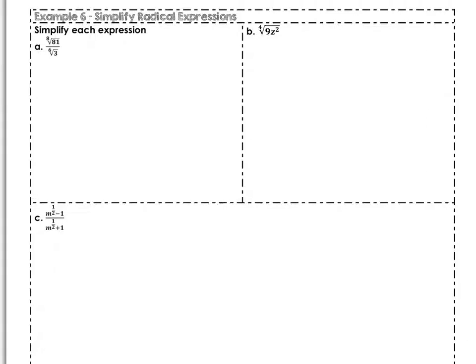Notice that we have two different indices. Well, the only way to combine two different indices is if we have the same radicand, or in the case of rational exponents, the same base. So let's play around with this. The 8th root of 81, well, I don't need to rewrite it. We can rewrite it as 81 to the 1/8 power, just like we can write the denominator as 3 to the 1/6 power.